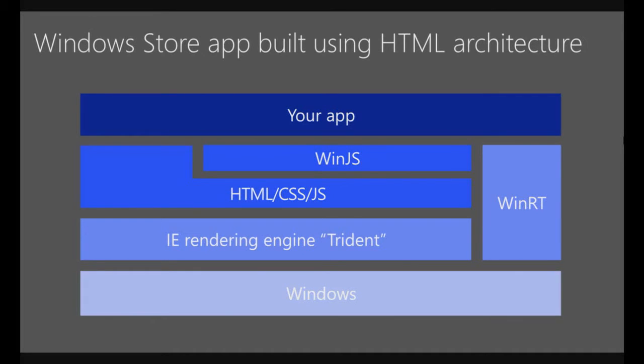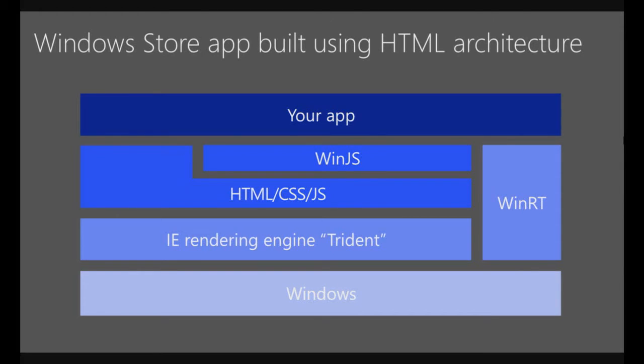Starting from the bottom, Windows is, of course, our platform and gives us access to great features of Windows, such as devices for things like geolocation, the file system, and great touch interaction. Through the Windows RT on the right there, you can access Windows directly in your app. HTML apps use IE's rendering engine, Trident, to interpret and draw HTML, CSS, and JavaScript. This is the same engine used by IE 11.